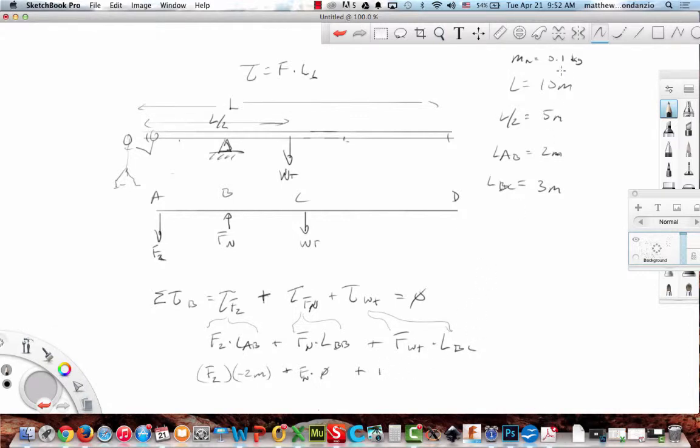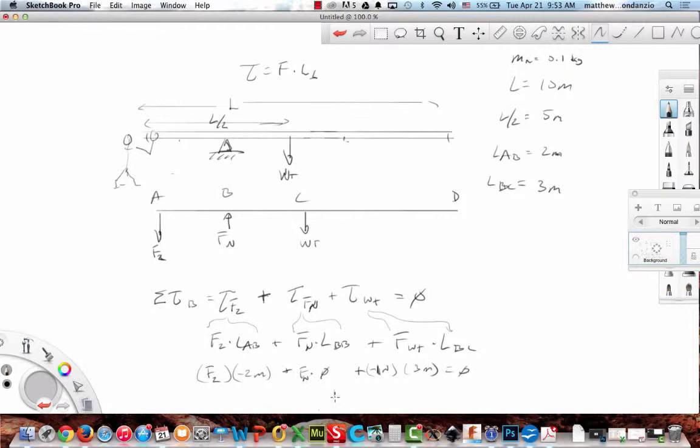Okay, so let's say the mass is 0.1 kilogram. What's the force of gravity of this guy? Negative 10 times that. So what is that? Negative 1 Newton, right? So negative 1 Newton times the length of BC, which is what? 3. Is it positive or negative? Positive. 3 meters, okay? And that's going to equal 0.